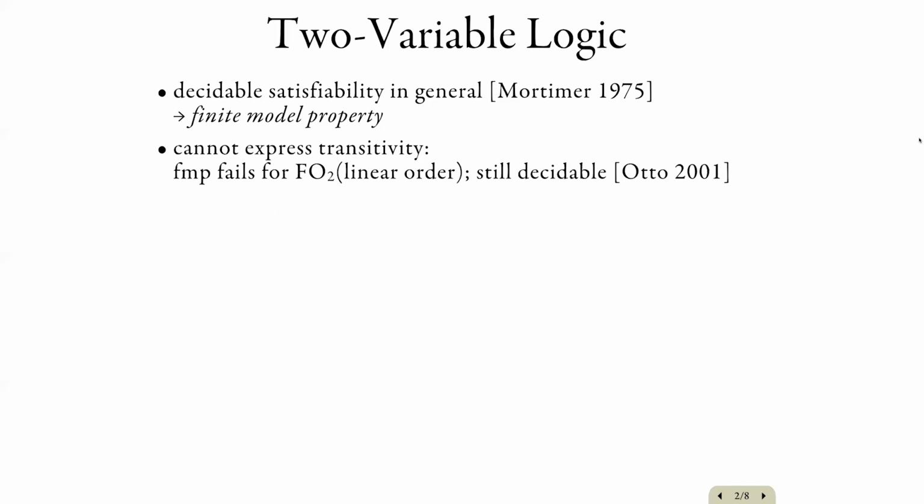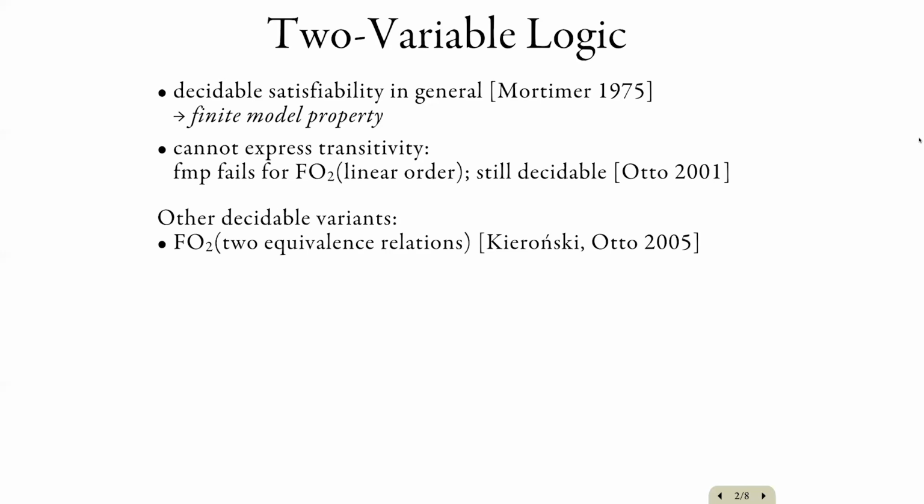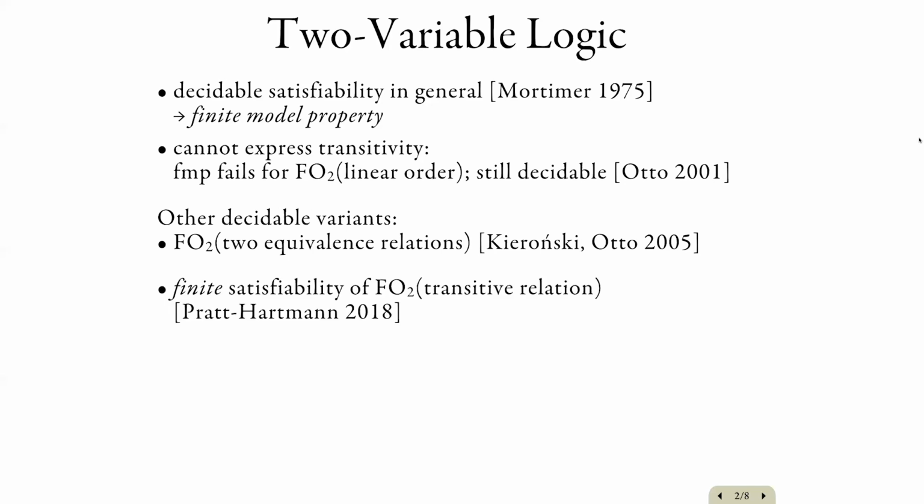Yet the satisfiability of the two-variable logic with a linear order is still decidable, as shown by Otto. And there are other results in this spirit. For example, the two-variable logic with two equivalence relations has decidable satisfiability. The finite satisfiability of the two-variable fragment with one transitive relation is also decidable by result of Pratt-Hartmann.